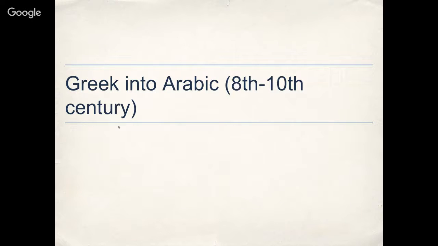So there is a first translation movement of Greek into Arabic that takes place in the 8th to 10th century, and there are various stages, as we'll see. This is how the bulk of Greek science and philosophy was transmitted from Greek antiquity to the Arabic-speaking world. And there's another translation movement which is central to this story, which is from Greek and Arabic into Latin in the 12th century mainly. We'll look at this in a second.